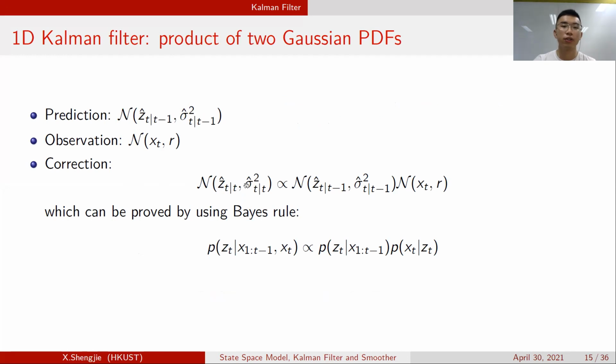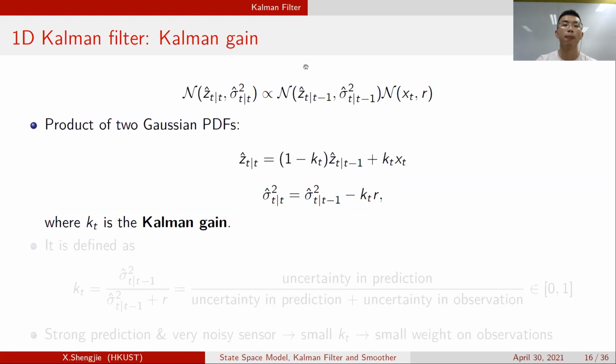You might think, okay, it is so heuristic, but in fact, there is a proof using Bayes' rule to prove that this one is valid. Try to remember that the correction, the corrected Gaussian, is in fact the multiplication or the product of the prediction and the observation. And so let's go into the details of this multiplication.